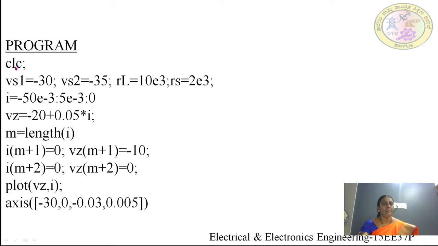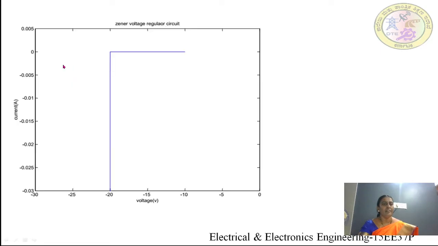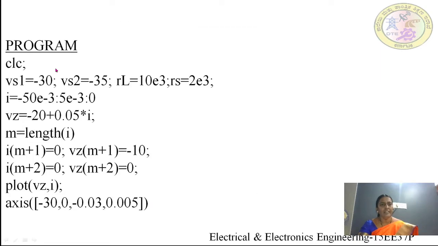In the program, the first statement is the clearing of the command window. Next, Vs1 is equal to 30 volts, Vs2 is equal to 35 volts, RL is equal to 10 kilo ohm, and Rs is equal to 2 kilo ohm. And I varies from minus 50 milliamps in steps of 5 milliamps to 0.